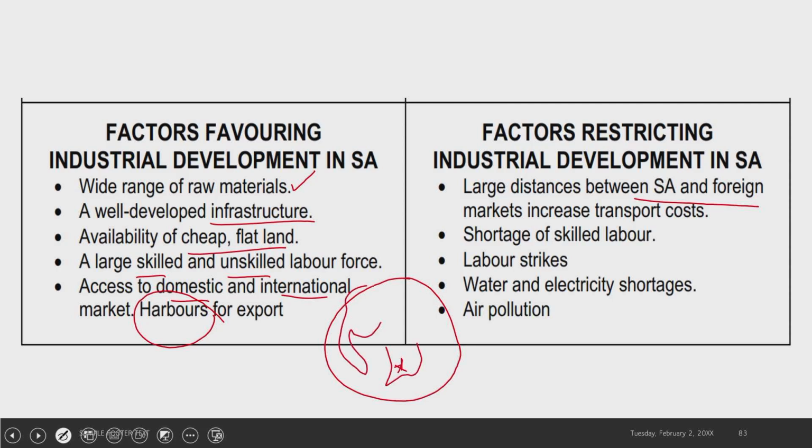Majority of the world is located in the northern hemisphere, and those are the people we need to trade with. So that is why we talk about the distance. Shortage of skilled labor, brain drain. Lots of people are leaving South Africa for better prospects in other countries, and that results in the shortage of skilled labor. Lots of teachers who are losing jobs are going overseas to teach in China. Labor strikes for better pay, higher pay, cause a halt in production. Water and electricity shortages, as well as air pollution.